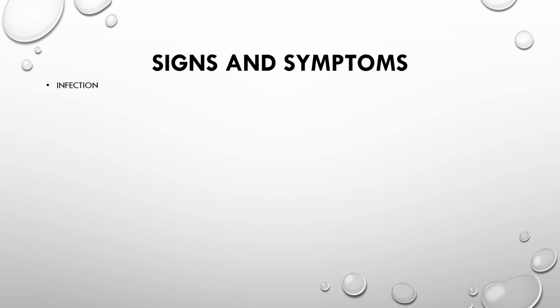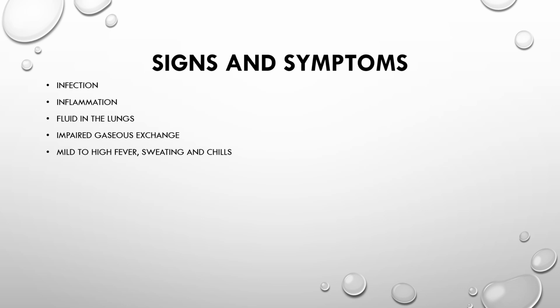Coming to the signs and symptoms, the first is infection, inflammation will be there, fluid in the lungs will be seen, impaired gaseous exchange will happen, mild to high fever will be there, sweating and chills. This is a common indicator of pneumonia and it is a favorite NCLEX question also.